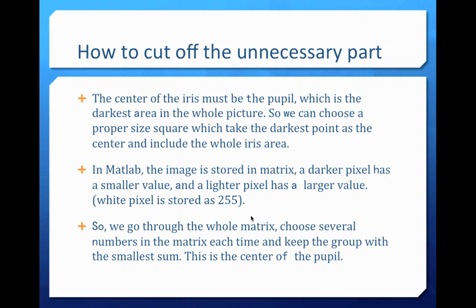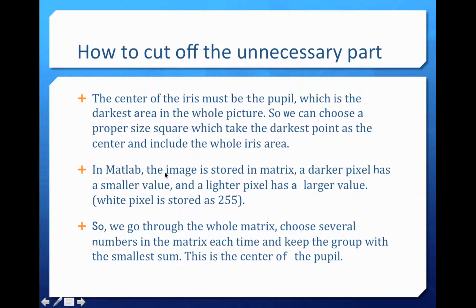We all know that the center of the iris must be the pupil, and no matter what color your iris is, you must have a black pupil. So the center of the pupil must be black. It must be the darkest part in the whole picture of the eye. So if we find the center of the pupil, we can locate the area of the whole iris. So first we need to find the center of the pupil.